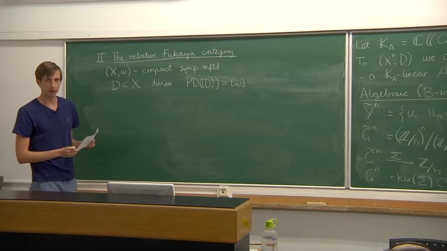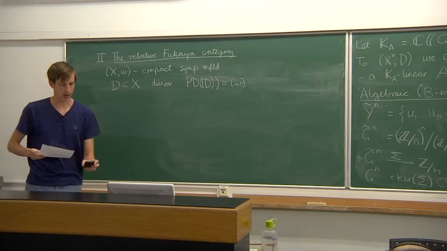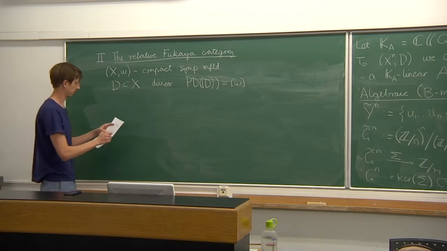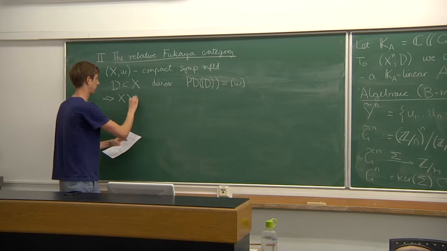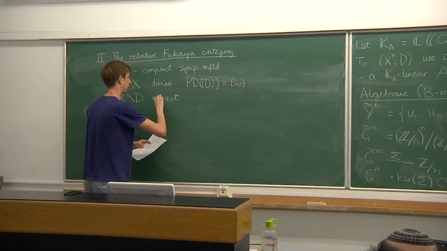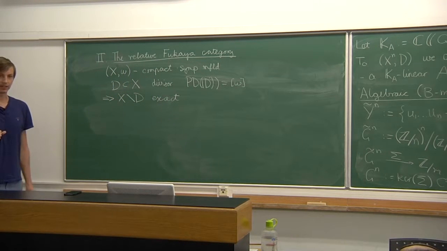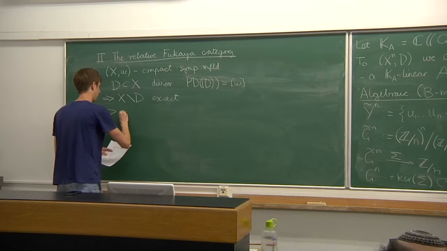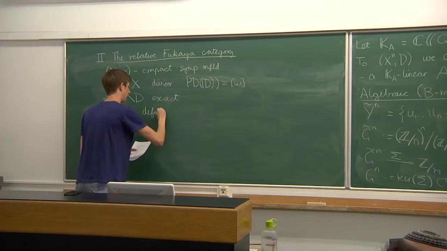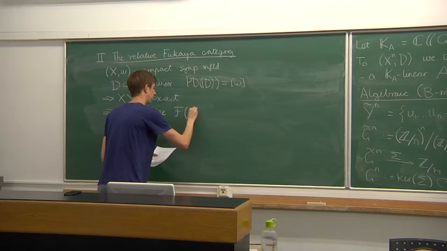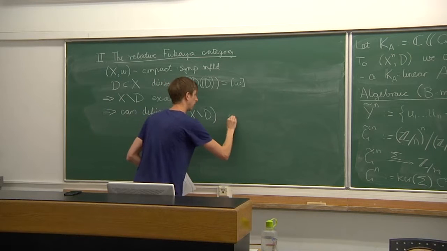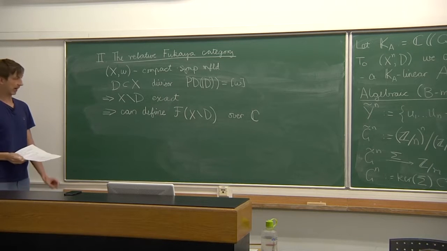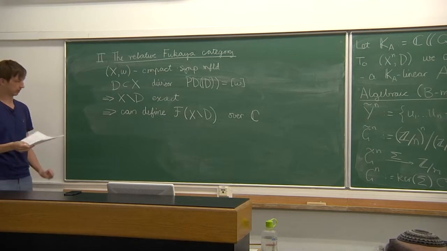So suppose we have some compact symplectic manifold and some divisor Poincaré dual to the symplectic class on this manifold. So we have some exact symplectic manifold in the complement. So we can define the exact Fukaya category exactly as in Cedric's last talk.